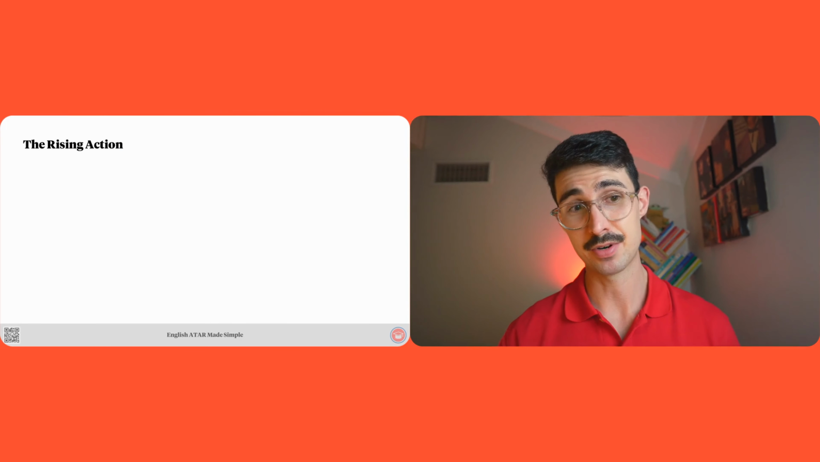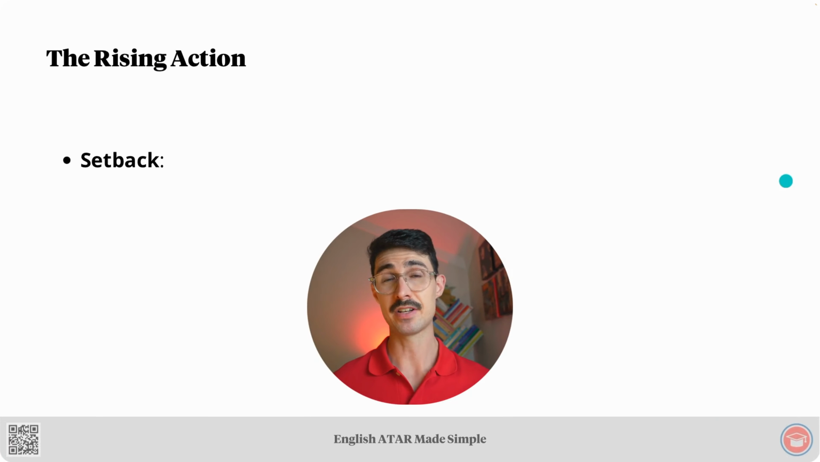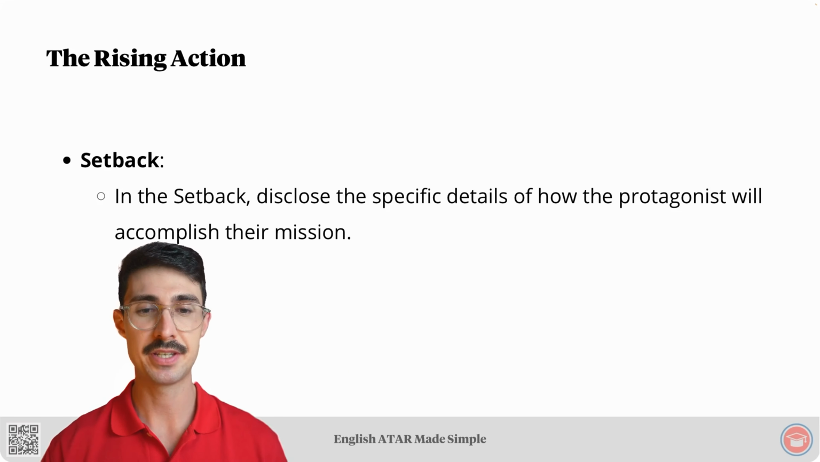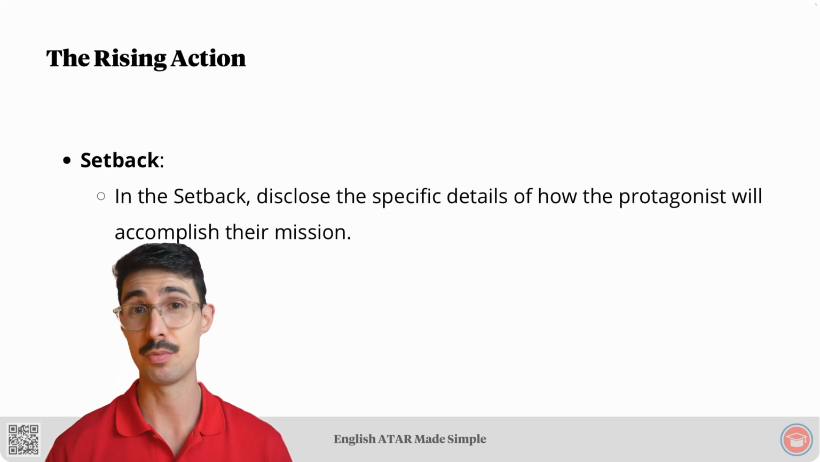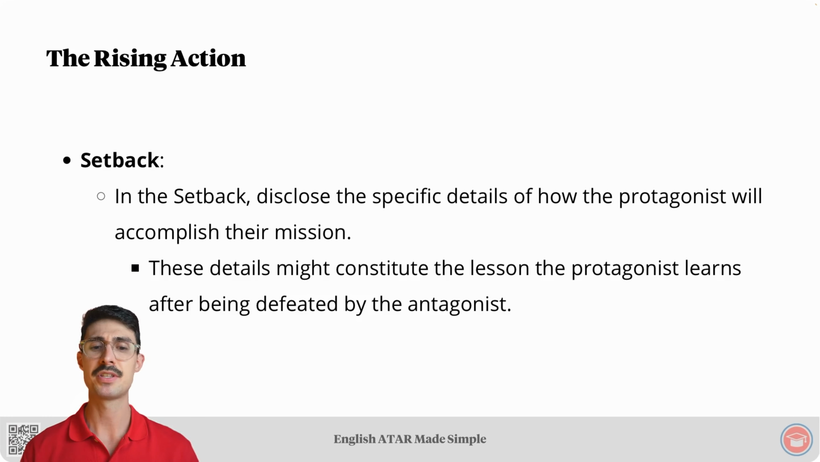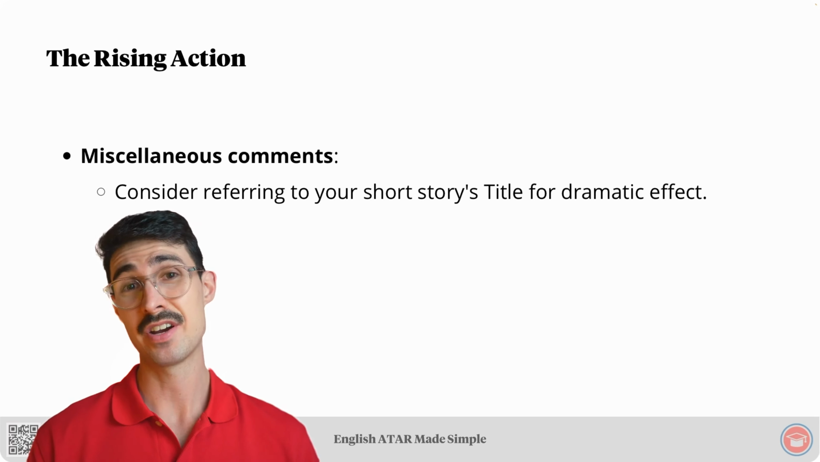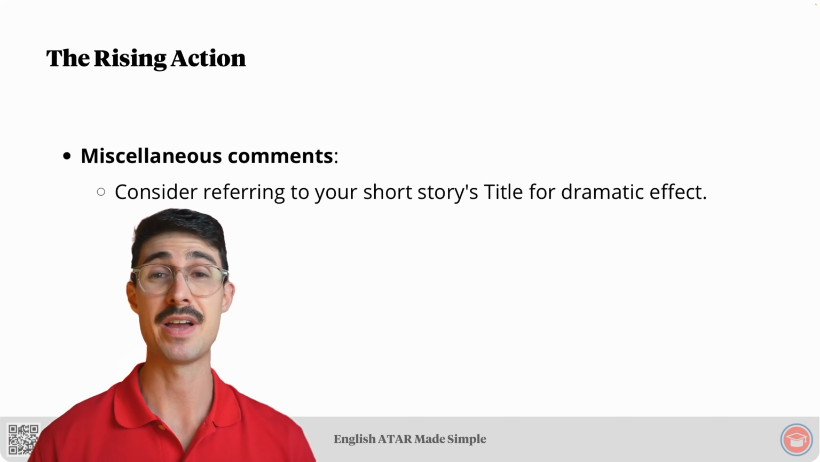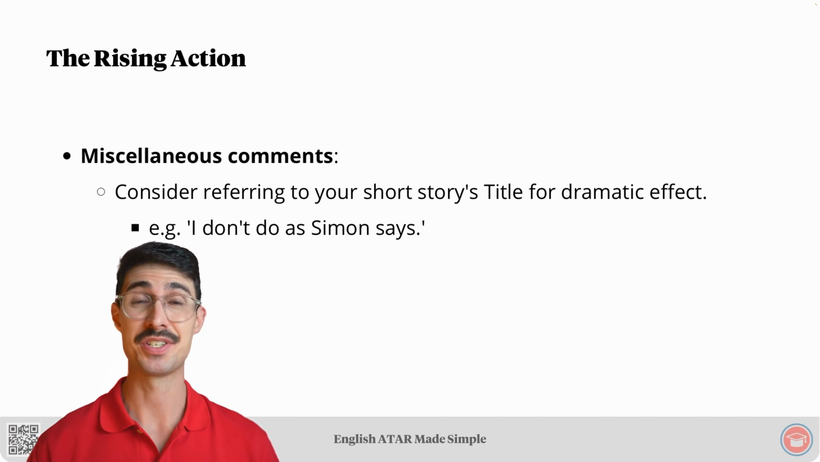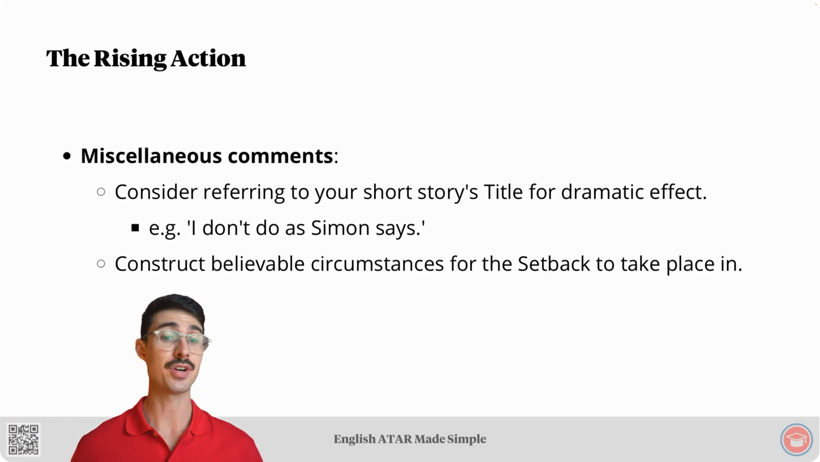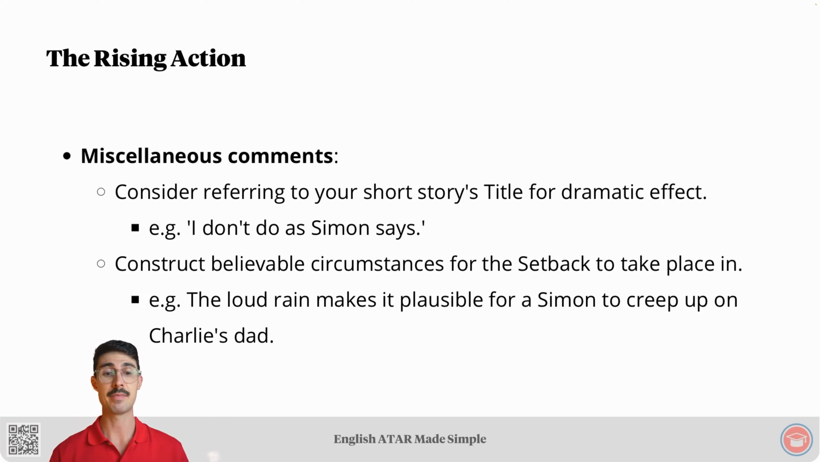These are some points regarding the rising action. Specifically, it's got the one element, which is the setback. In the setback, disclose these specific details of how the protagonist will accomplish their mission. These details might represent the lesson the protagonist learns after being defeated by the antagonist. A few miscellaneous comments. Consider referring to your short story's title for dramatic effect. Example, I don't do as Simon says. Final point. Construct believable circumstances for the setback to take place in. Example, the loud rain makes it plausible, believable for a Simon to creep up on Charlie's dad.